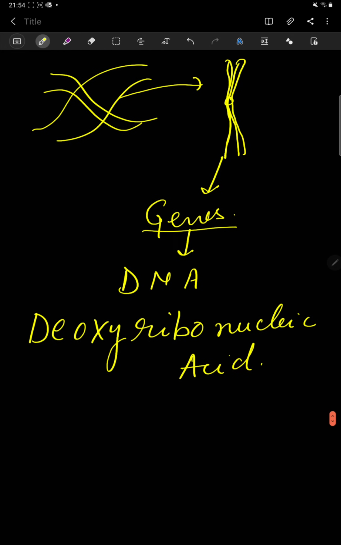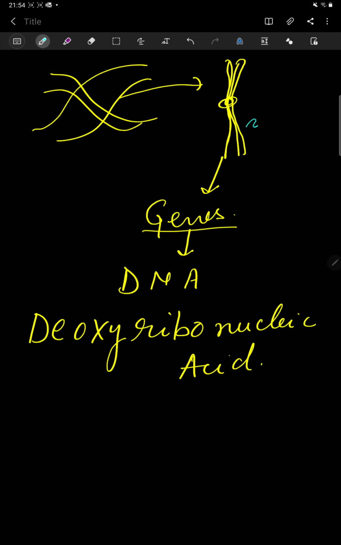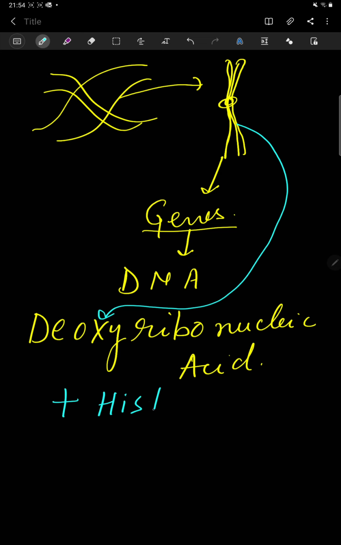For making this chromosome, this one, this is the chromosome, what is required? The requirement is DNA, this one, plus histone protein. So, it is there in your syllabus.